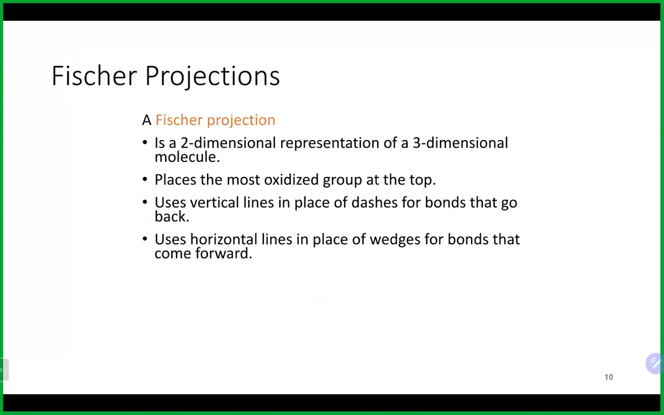Let's talk a little bit about our Fischer projections. So sometimes you'll see things drawn two-dimensionally to try to represent three dimensions. We oftentimes will place the most oxidized group up on top. We sometimes use vertical lines in place of dashes for bonds that go backwards. So sometimes you see something dashed out like that. It means it's going behind the page. Horizontal lines in place of wedges. Wedges, sometimes you would see coming forward out of the paper. So we sometimes will see that drawn more with horizontal lines and vertical lines.